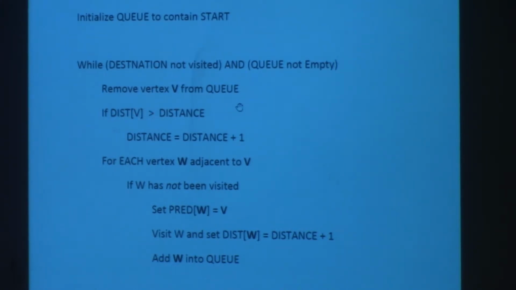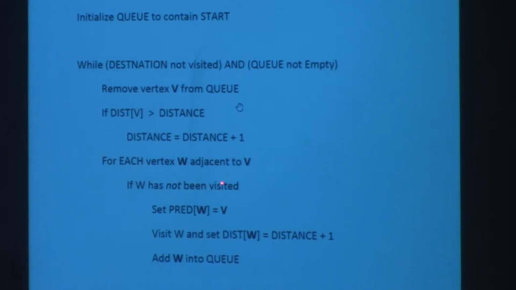Well, distance was set originally to 0, so the answer is yes, it is. So therefore, distance gets bumped to 1, which means as V is now equal to B, the distance from the beginning to B is actually 1. So as I visit the neighbors of B, all the W's that are neighbors of B, their distance will be 1 plus 1, that will be 2. So all the neighbors of B will have a marker value of 2.